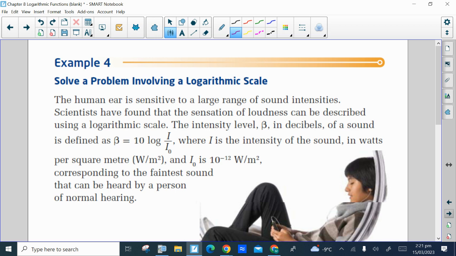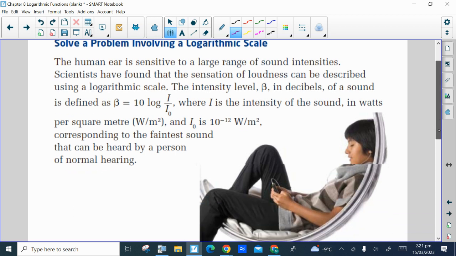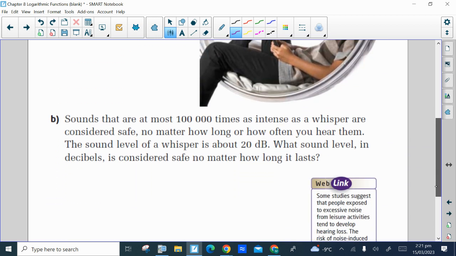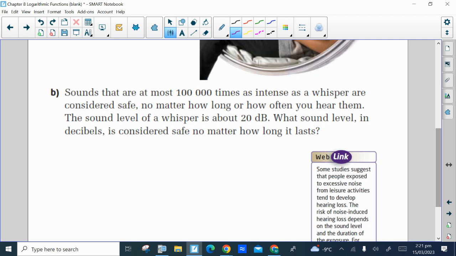So this next one is similar. The human ear is sensitive to a large range. It's the same lead up. The only difference is now we're doing part B that says sounds that are at most 100 times as intense as a whisper are considered safe, no matter how long or how often you hear them. So the sound level of a whisper is 20 decibels. What sound level in decibels is considered safe no matter how long it lasts? So that will be a sound level that corresponds to an intensity that is 100 times as intense as the whisper.